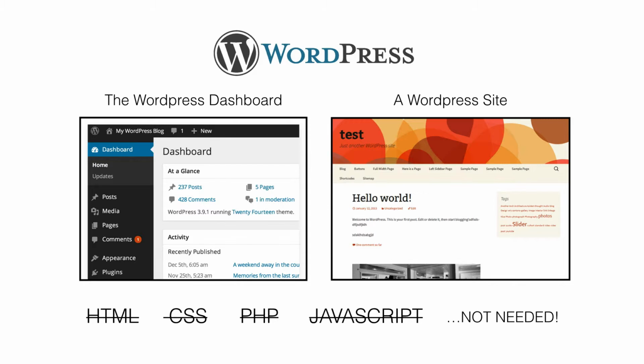And then on the right there, it's what a site actually looks like. So you may have heard of things like HTML, CSS, PHP, JavaScript. These are sort of languages or scripting languages that do different things with websites. HTML and CSS determine how the site looks, more or less. PHP and JavaScript determine how it functions. But you don't need any of that.